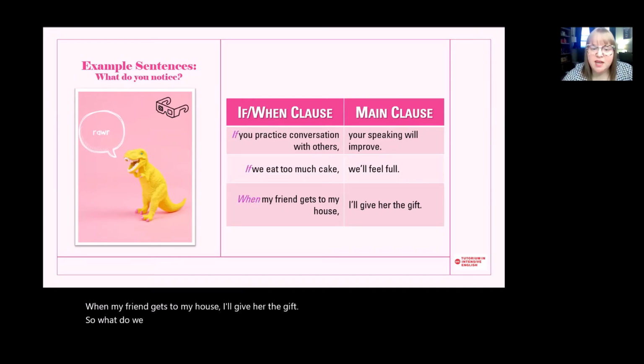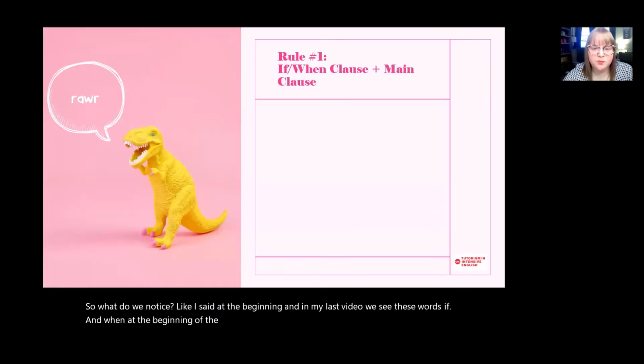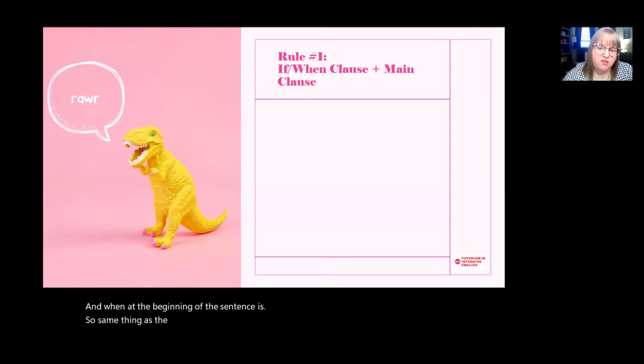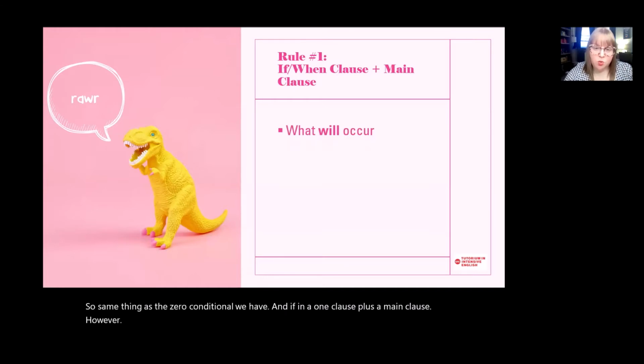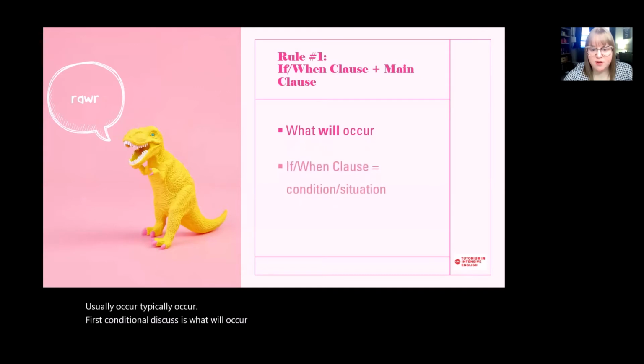Like I said at the beginning and in my last video, we see these words if and when at the beginning of these sentences. So, same thing as the zero conditional. We have an if and a when clause plus a main clause. However, zero conditional was talking about things that usually occur, typically occur. First conditional discusses what will occur. We know this will happen.